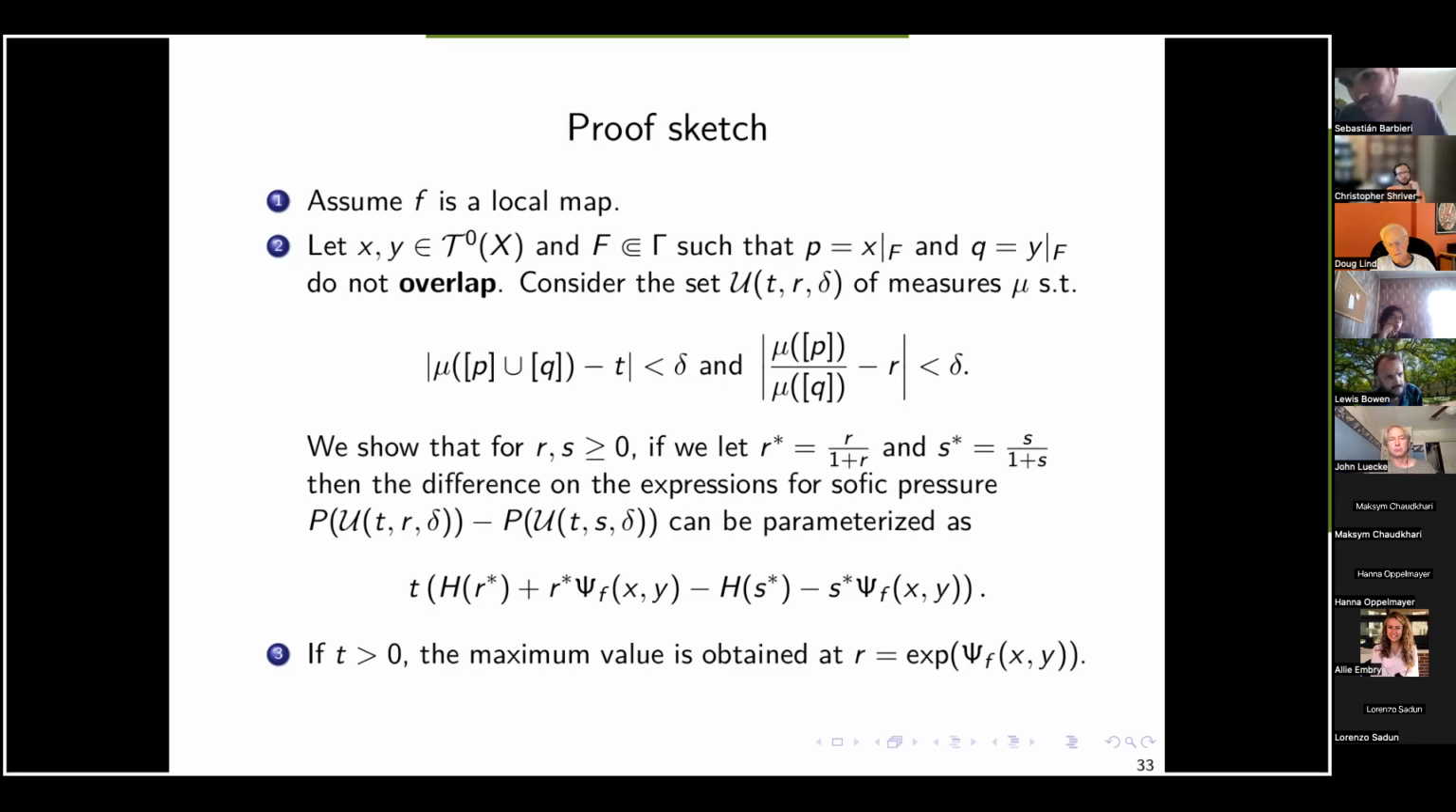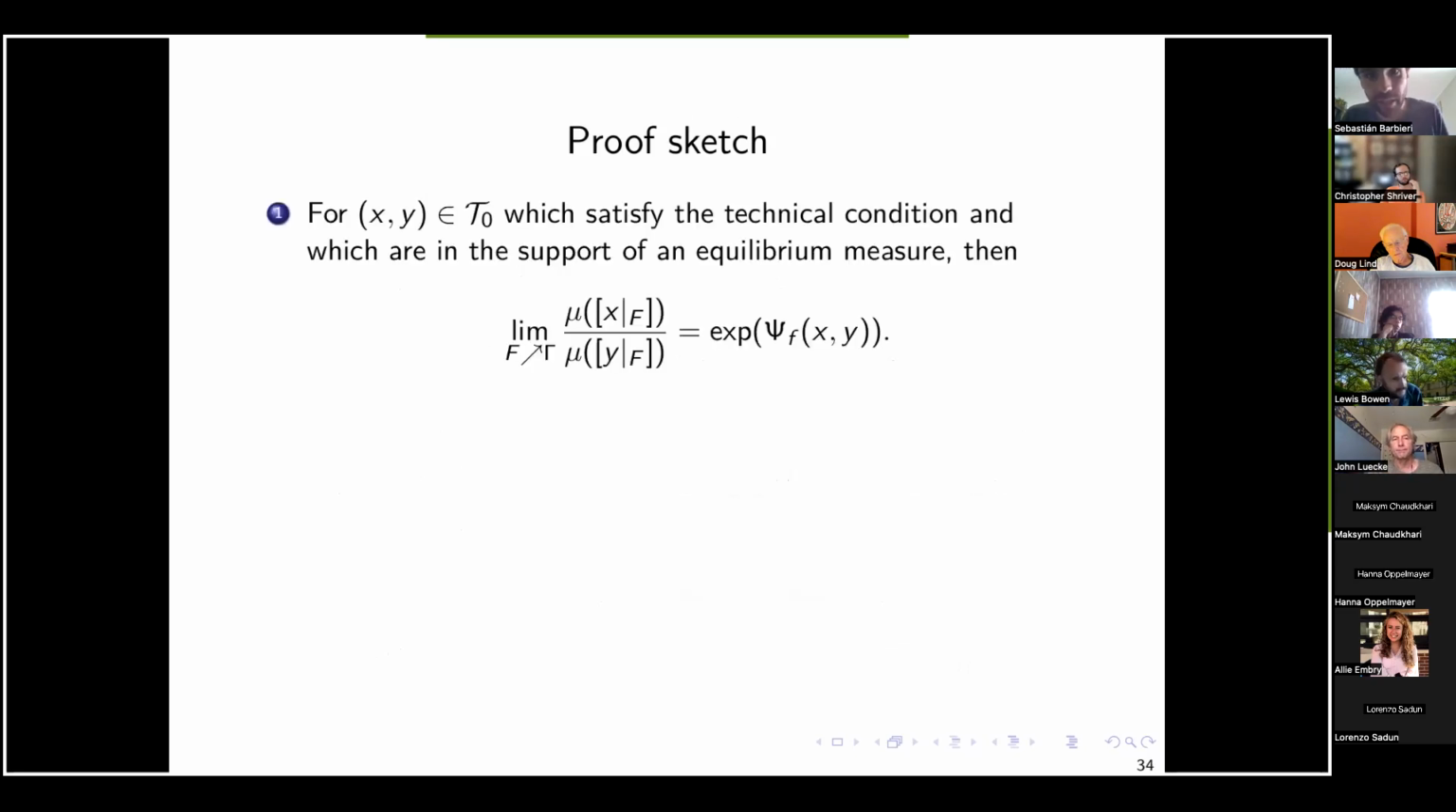So, okay, after I have that, if I have any two étale asymptotic configurations which satisfy this overlapping technical condition and are in the support of an equilibrium measure, I'm going to be able to show that the limit of these measures, the pattern X restricted to F and Y restricted to F as F goes to infinity, is going to be exactly the one given by the Radon-Nikodym cocycle. So this is going to imply that the equilibrium measure is Gibbs. So that part of the proof is not that hard.